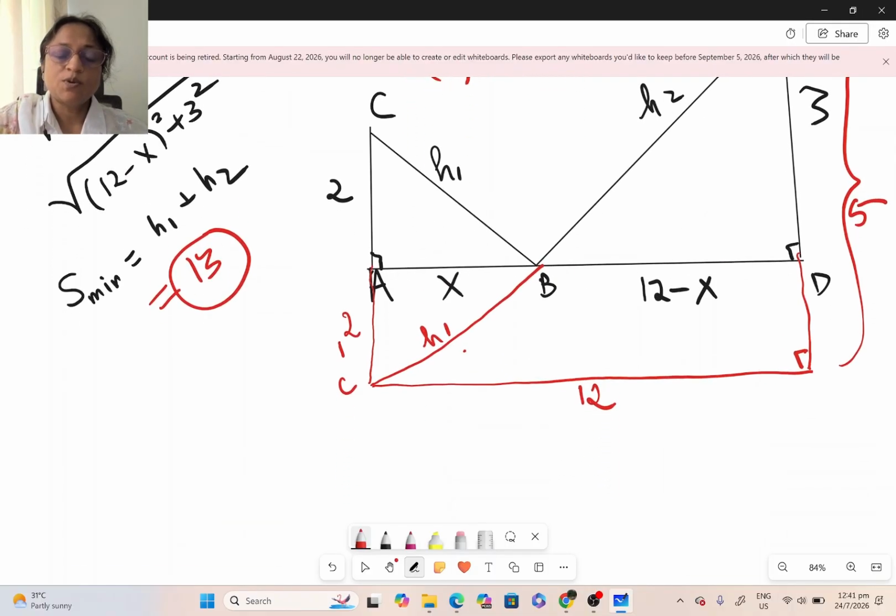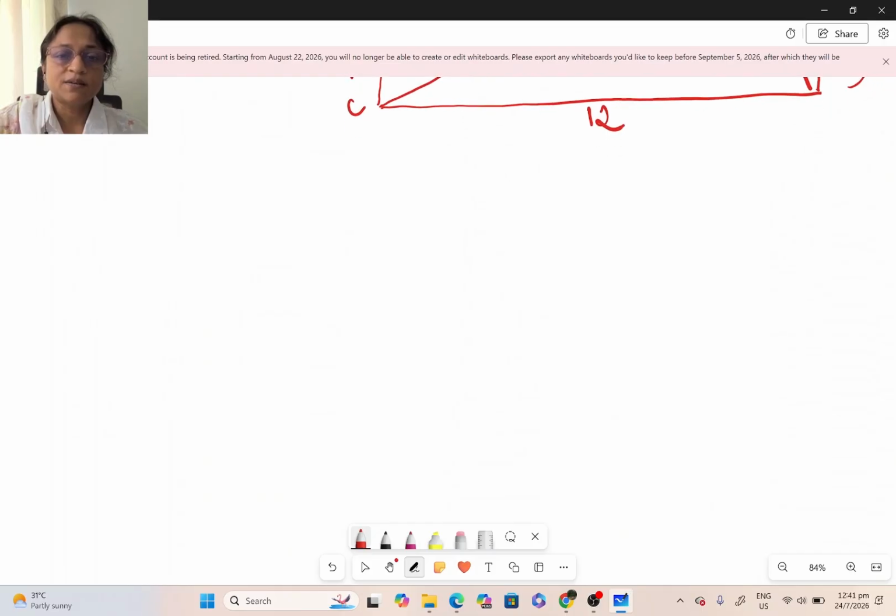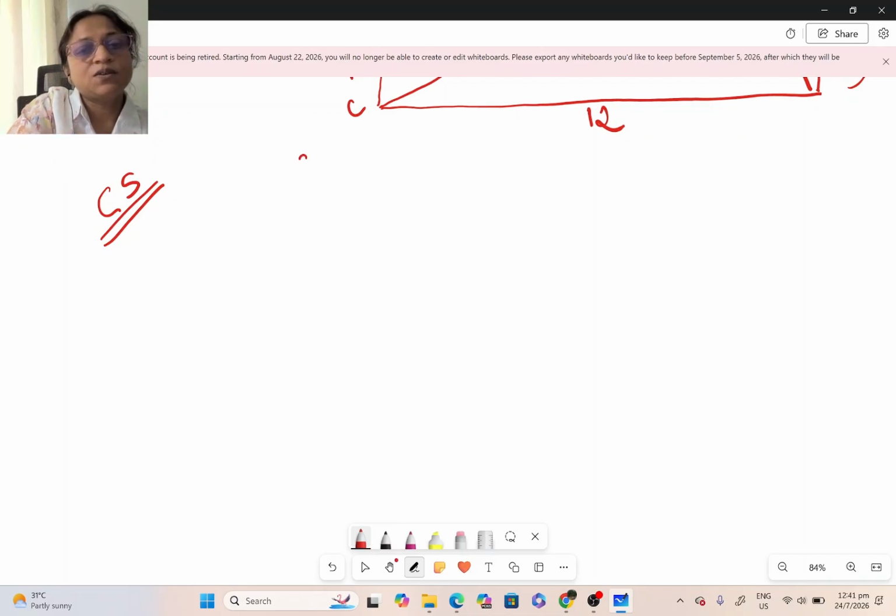Okay, so this problem could also be tackled by the Cauchy Schwarz inequality, right? Now, what is the Cauchy Schwarz inequality? It states that if there are any real numbers a1, a2 up till an, and suppose another set of real numbers b1, b2 up till bn.